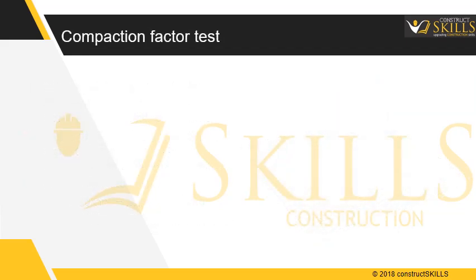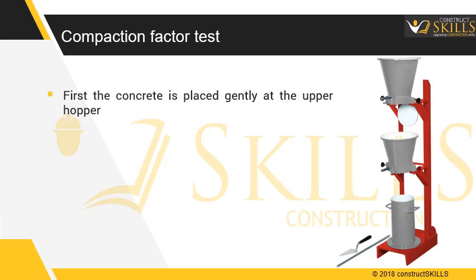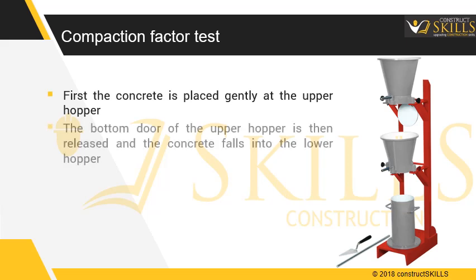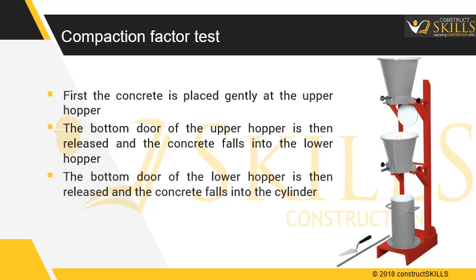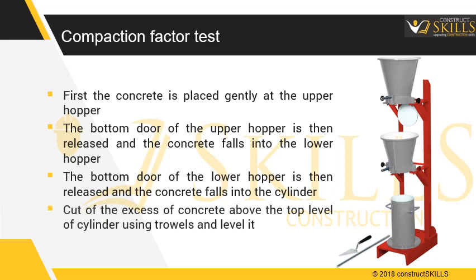Compaction factor test. First, the concrete is placed gently in the upper hopper. The bottom door of the upper hopper is then released and the concrete falls into the lower hopper. The bottom door of the lower hopper is then released and the concrete falls into the cylinder. Cut off the excess concrete above the top level of the cylinder using trowels, and level it.